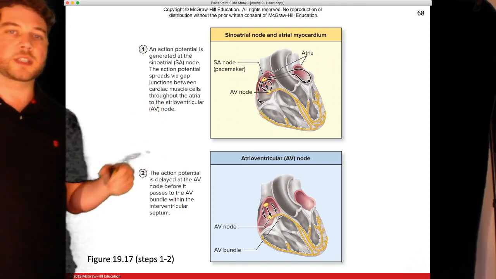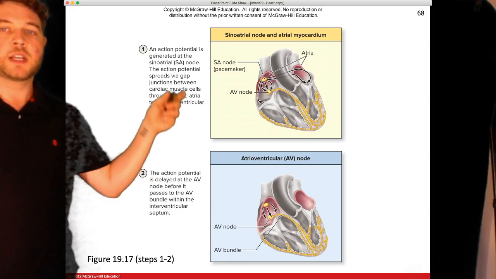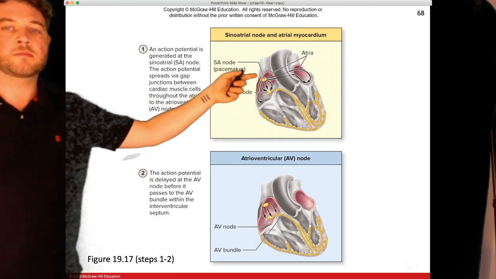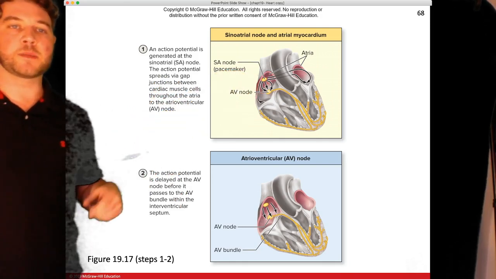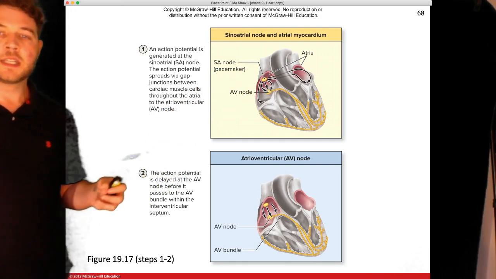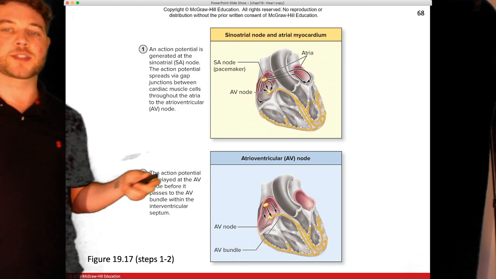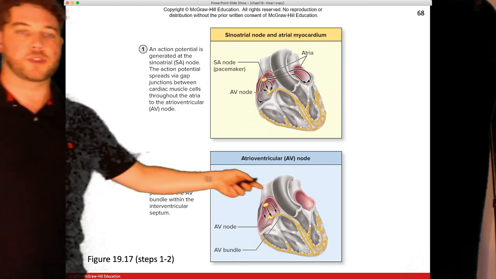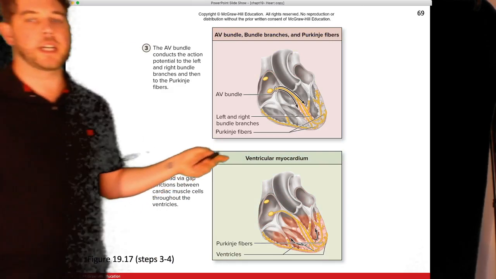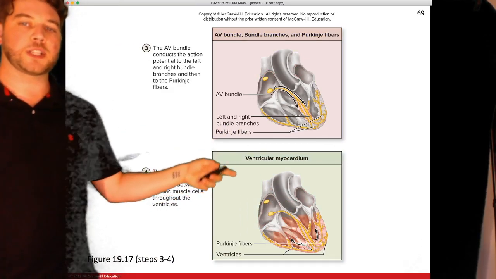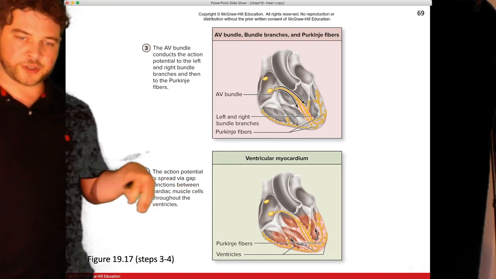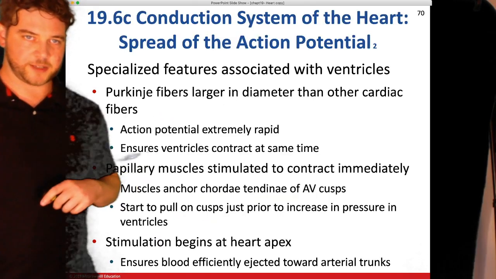Here we go. You can just see that in action. The action potential generated at this SA node there is spread via gap junctions between the cardiac muscle cells to the AV node. It's delayed at the AV node before it passes to the AV bundle in this interventricular septum right there. The AV bundle conducts it down the left and right bundle branches, the Purkinje fibers, and then it spreads to the ventricles, and so the ventricles can contract altogether.